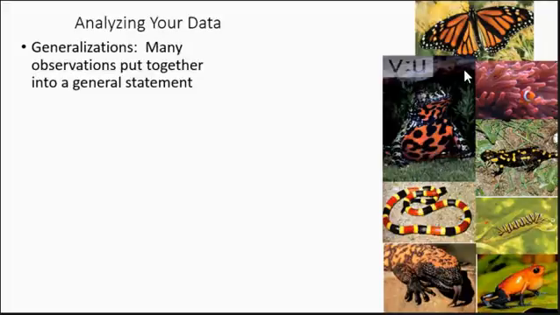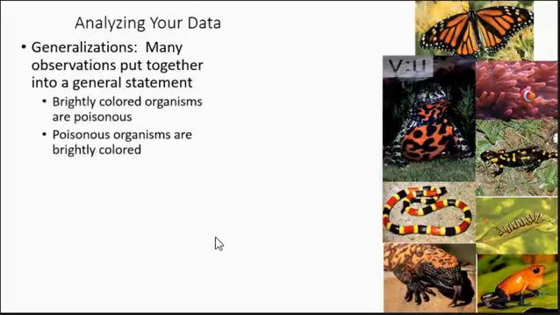What thing do these guys all have in common? Well, a couple things. Number one, they're all brightly colored, right? And number two, they're also all poisonous. And so a generalization that we might make is poisonous animals are brightly colored, or you can flip that around and say it the other way, brightly colored organisms are poisonous.